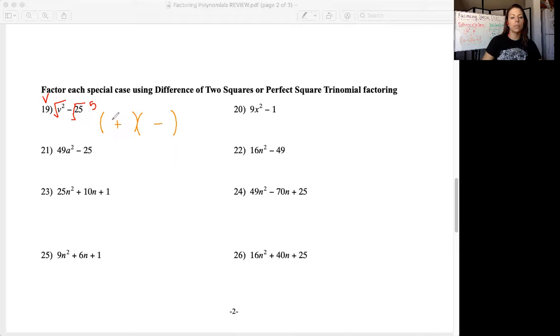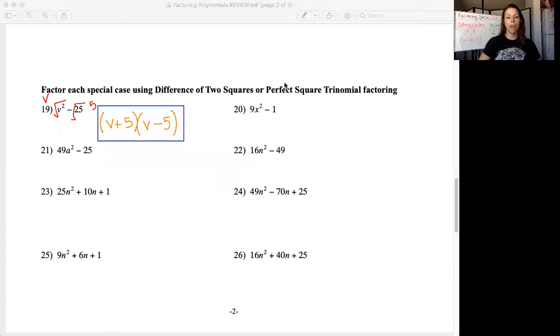The first two terms in these binomials multiply to get v squared, which is v and v. And the second two multiply to get 25, which is 5 and 5. Now, if we do a quick check by multiplying, you'll see that v times v is v squared, 5 times negative 5 is negative 25, and positive 5 plus negative 5 is 0, which is why there's no middle term, and that's the fully factored form.